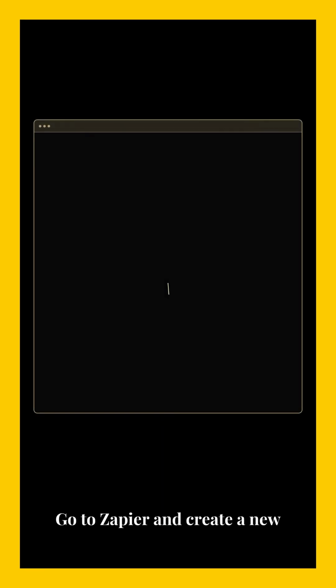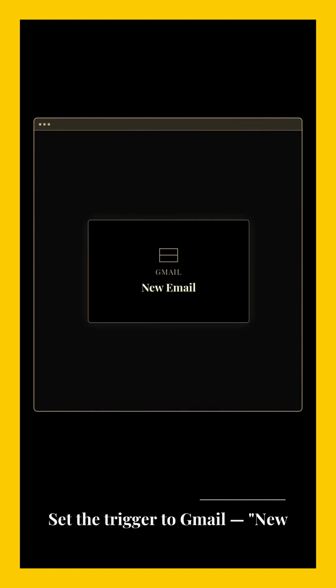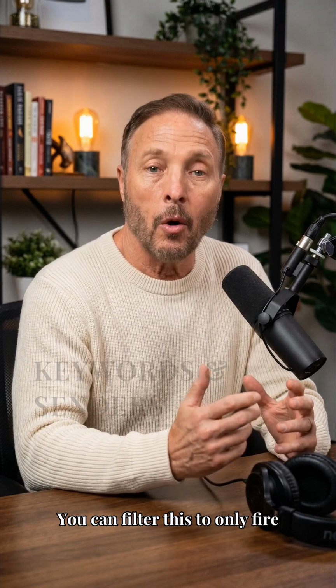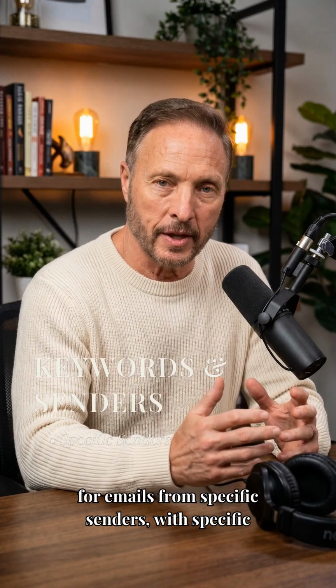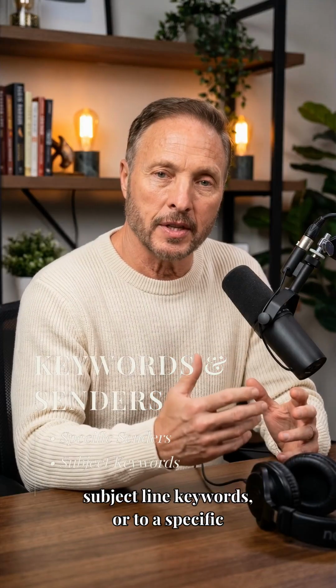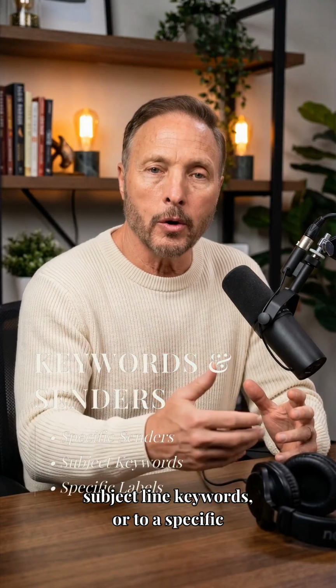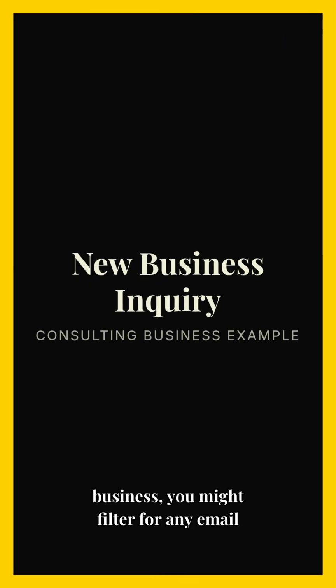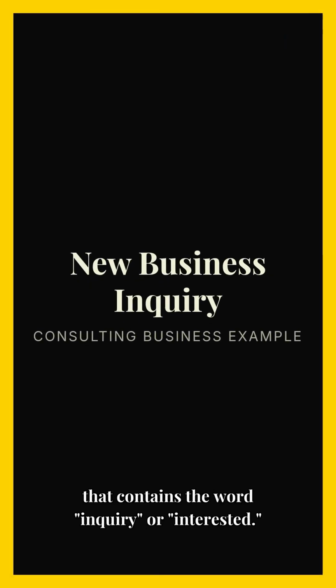Go to Zapier and create a new Zap. Set the trigger to Gmail, new email. You can filter this to only fire for emails from specific senders, with specific subject line keywords, or to a specific label.